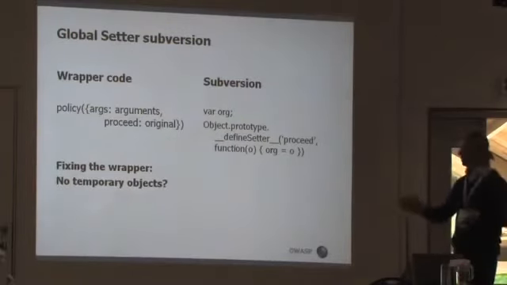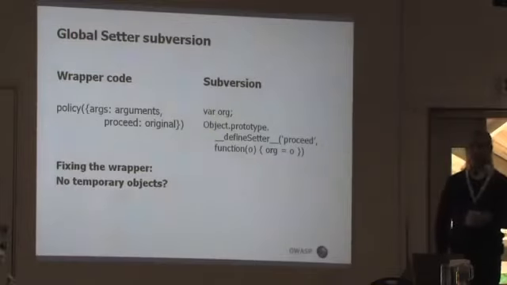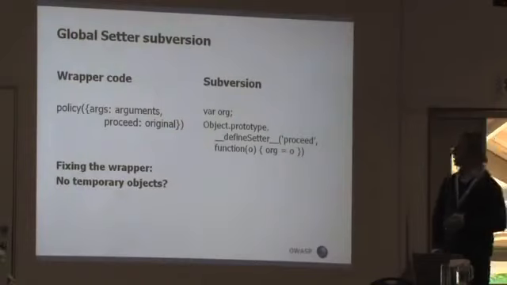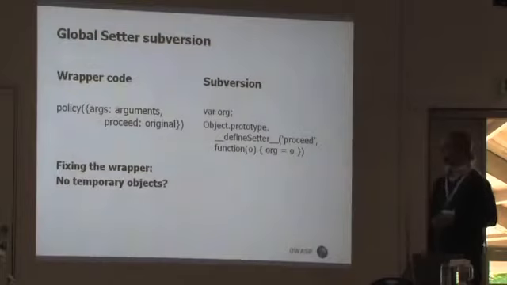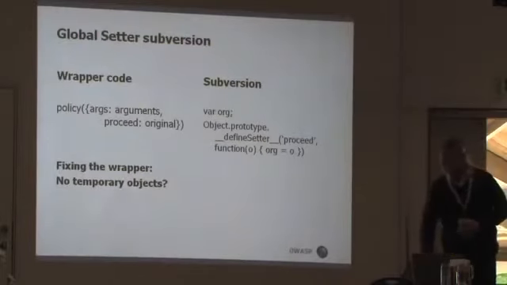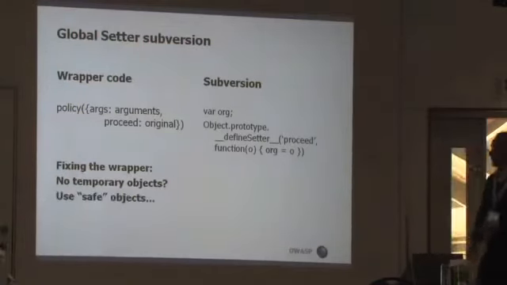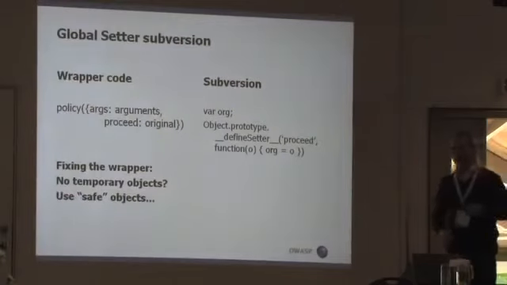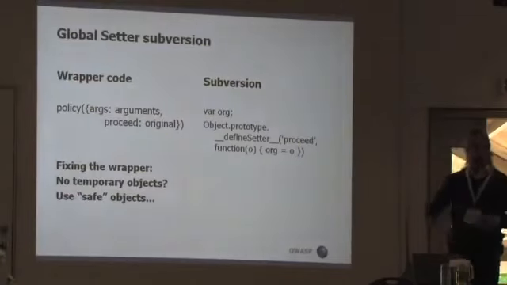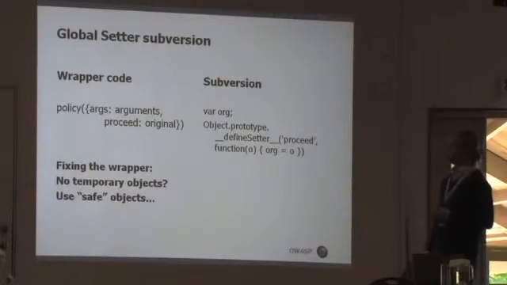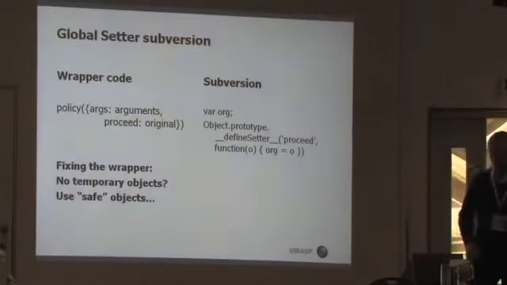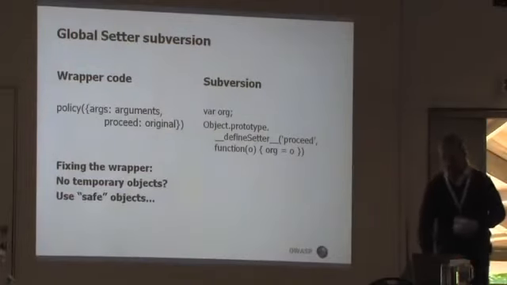So one way of fixing the wrapper would be to not allow a temporary object, which might work in the wrapper code, yes. We can make sure that we don't create any temporary objects. We pass all the arguments as is and so on. But maybe in general it's not feasible. Another way would be to use safe objects, objects that do not inherit from any setters or so on. And I'll talk more about safe objects later on.